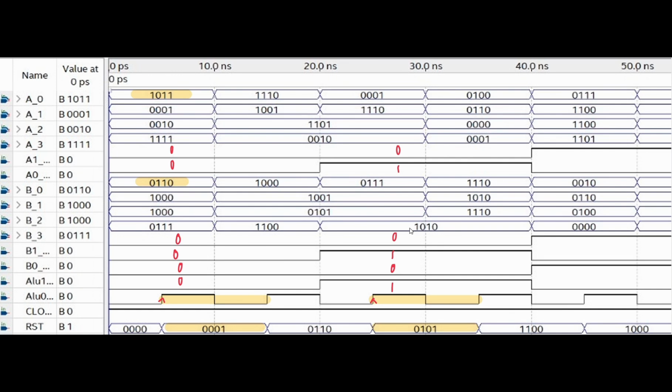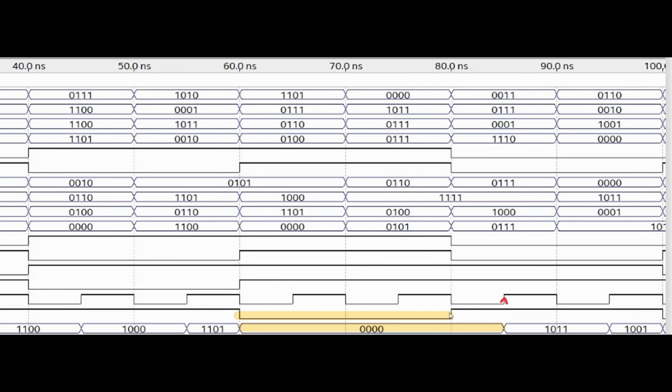On the third rising edge of the clock, the selector for input A changed to 0, 1, causing the value 1, 1, 1, 0 to be selected, while the selector for input B also changed to 0, 1, selecting the value 1, 0, 0, 1. The ALU operation selector is now set to 0, 1, which corresponds to the subtraction operation. Therefore, the ALU output reflects the result of subtracting the selected B input from the selected A input.